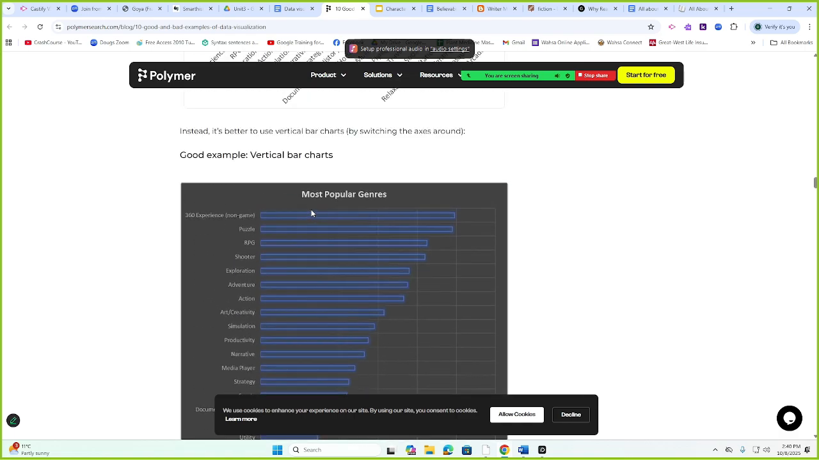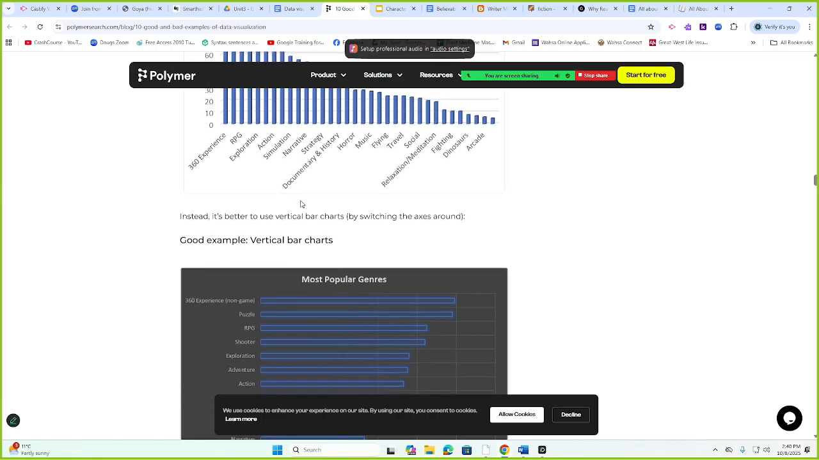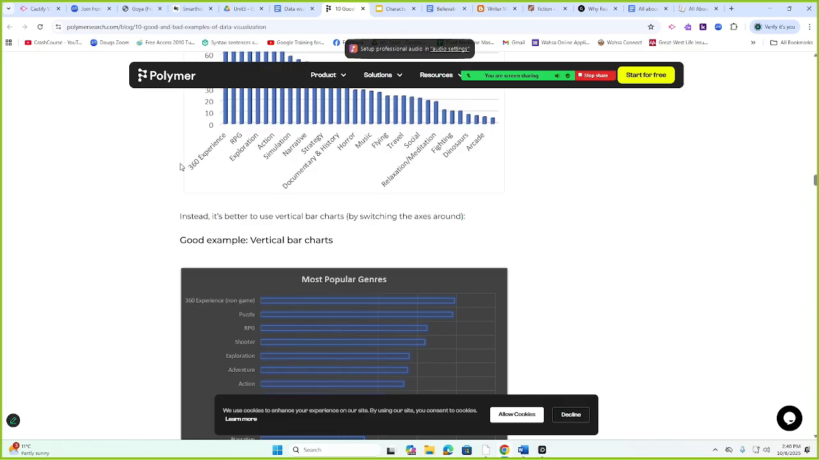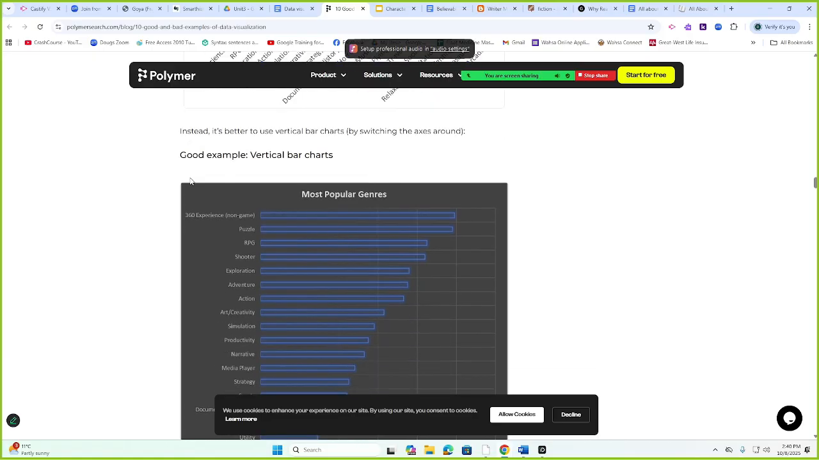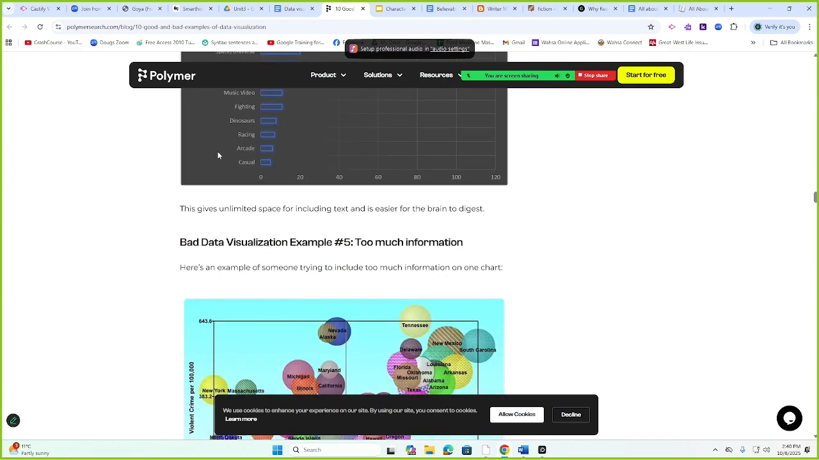Much easier to read, easier on the eyes, right? We can easily follow from left to right these different topic areas instead of having to go at a 45-degree angle and turning our head to look at them. Right here, we just keep straight and look from top to bottom. Much easier for the brain to digest.